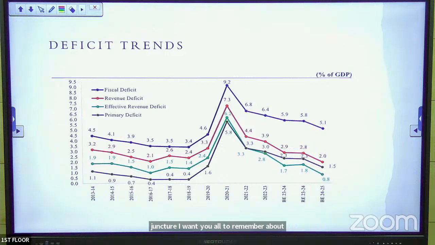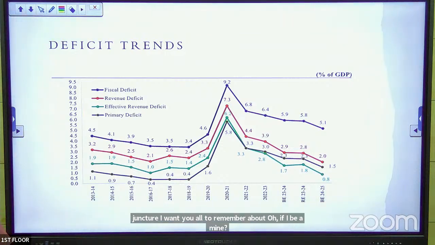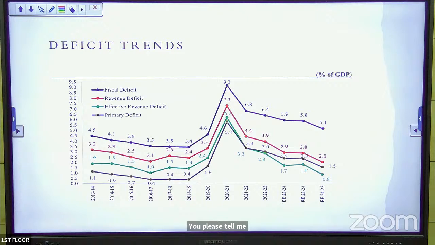FRBM Act, please tell me 2 major provisions of it related to the revenue deficit and the fiscal deficit. What should happen to the revenue deficit? It should reduce. It need not become 0. It can have some numbers. And what should that number be? That number should also be towards the GCC.